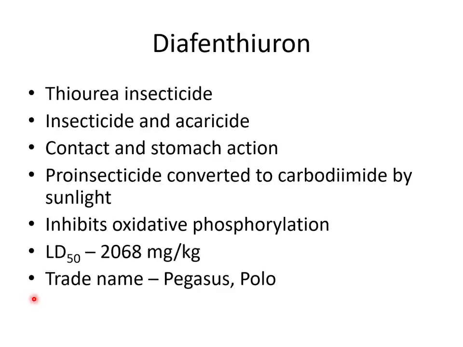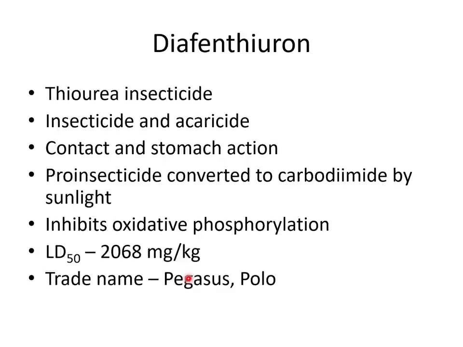You will see the structure in the next slide. It acts on oxidative phosphorylation in mitochondria. It acts on the electron transport chain. You might remember this from the IRAC mode of action classification. It is a blue labeled one, LD50 is 2068 milligram per kg. The trade names are Pegasus and Polo. There are several trade names, but Pegasus is the one which is common in our state. It is marketed by Syngenta.